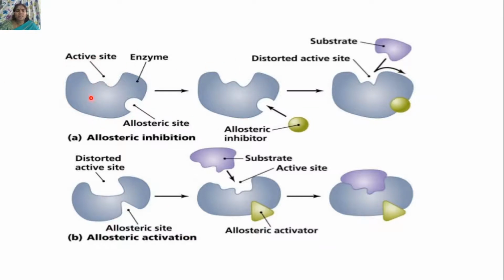Allosteric site: this is the active site. When the inhibitor binds to the allosteric site of the enzyme, the substrate cannot bind. In allosteric inhibition, the active site is distorted and the substrate cannot bind. This is allosteric inhibition, and this is allosteric activation. When the activator binds, the active site is conformationally changed to accept the substrate very specifically, and the reaction rate increases. So allosteric modulators can be inhibitors or activators.